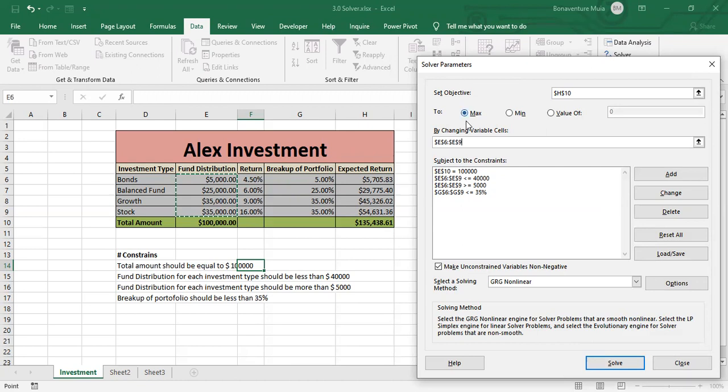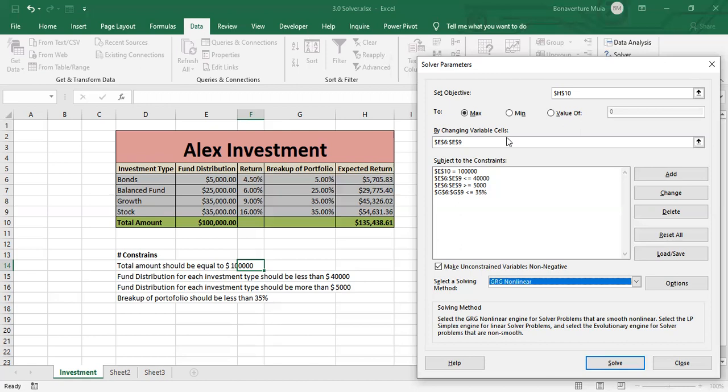So after doing all that, you can choose the method that you want to solve with. The method can be either linear or non-linear. Simplex LP, or linear programming, is a method that uses linearity. This is the non-linear evolutionary, a more complex method whereby you have to define your upper bound and lower bound. We don't really require all that. This is a simpler problem that can be solved using the non-linear method.